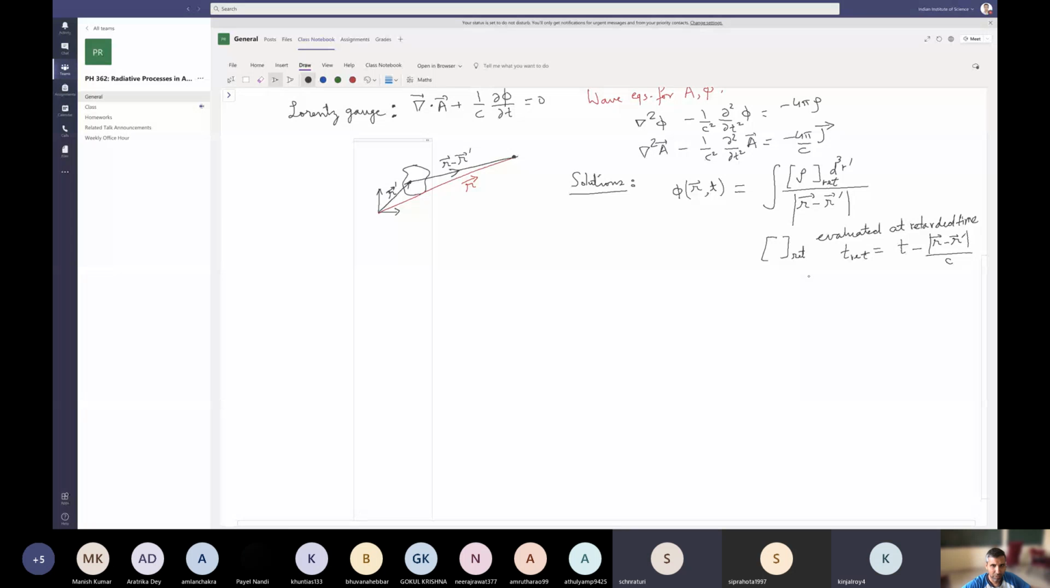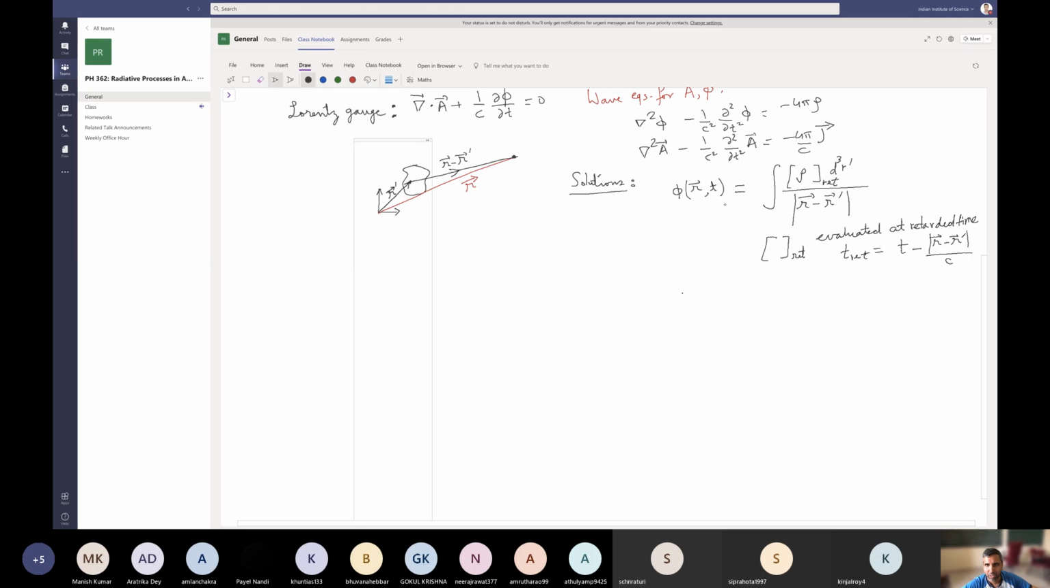Is there anyone in the class who has never done this before? Please speak up if there is someone, and I can suggest where to look this up. Griffiths does it and Jackson does it, and every standard advanced E&M book does it. So I encourage you to brush up this stuff.